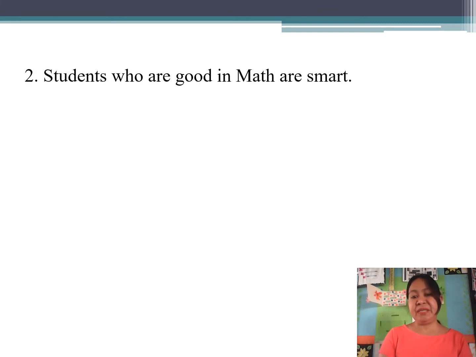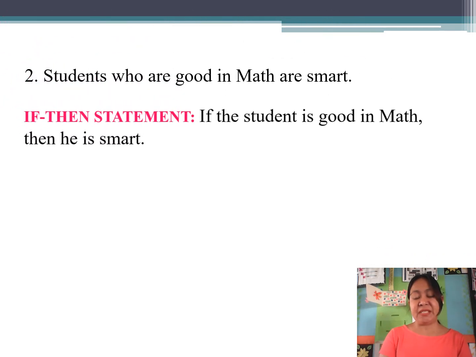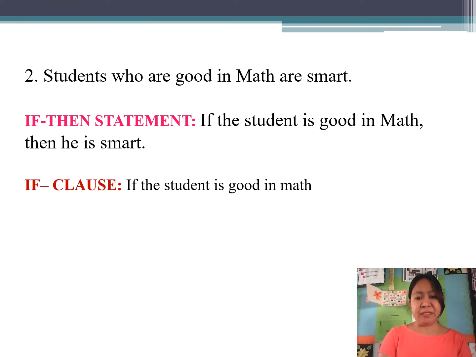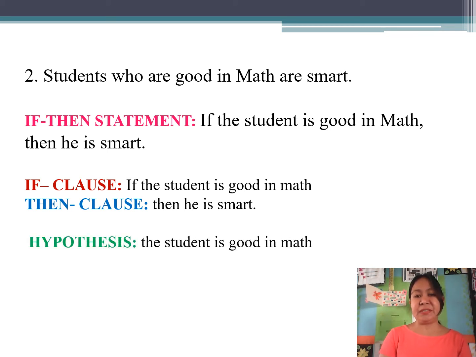So let's proceed. Let's have another example. Students who are good in math are smart. Again, this statement is not written in the if-then format, so we have to rewrite it as a conditional statement using the if-then form. The if-then form of this statement: if the student is good in math, then he is smart. So the if clause: if the student is good in math; the then clause: then he is smart. What is our hypothesis? The student is good in math, and the conclusion is he is smart.